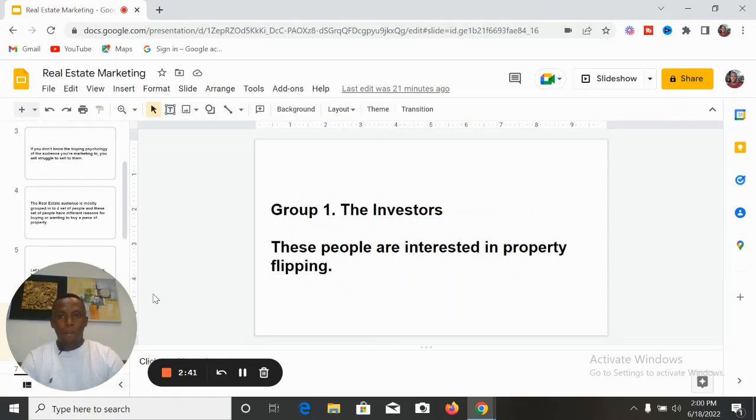Group one, I said there are four groups. Group one are the investors, real estate investors. This group of people are interested in property flipping. So if you want to sell to these people, you go straight to the point of what their interest is about. They are not interested in a lot of stories and stuff.